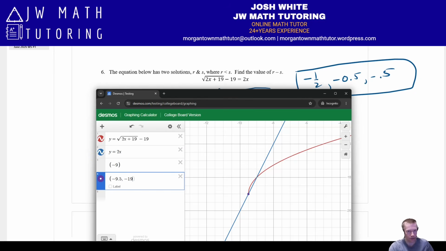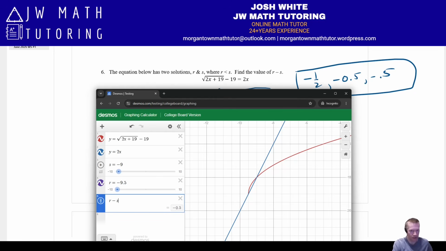Again, I don't care about this. I don't care about this. This is r, it's the smaller root. This is s, it's the larger root. R minus s. Same answer, negative 0.5. Entire problem done completely in Desmos. No squaring, no algebra needed.